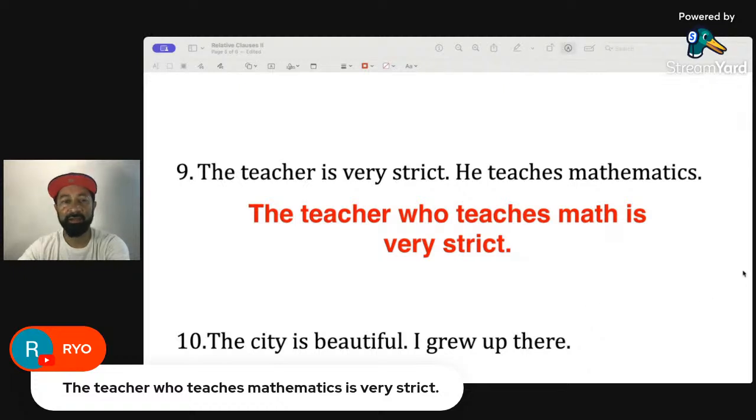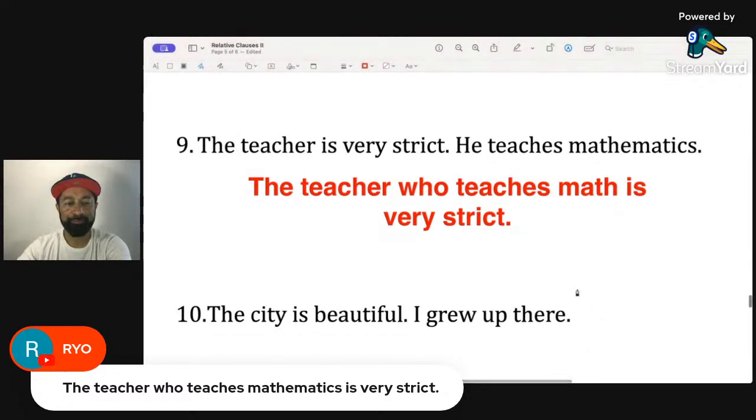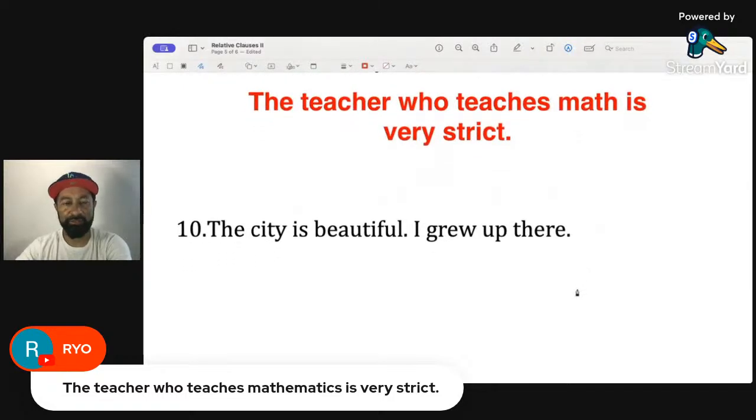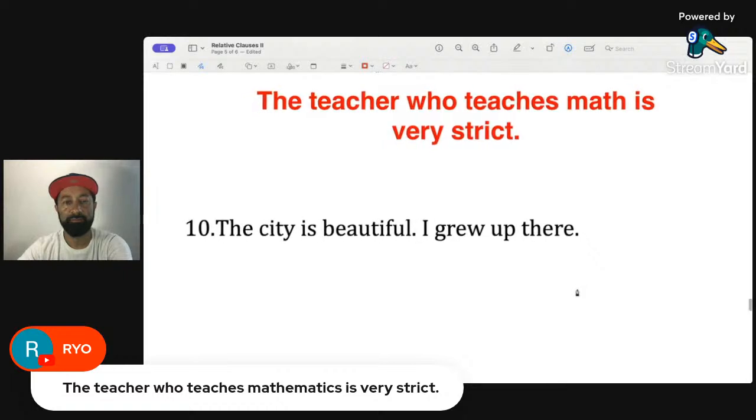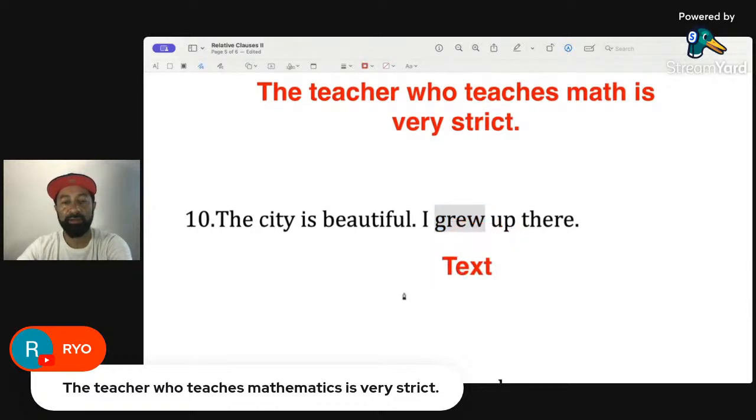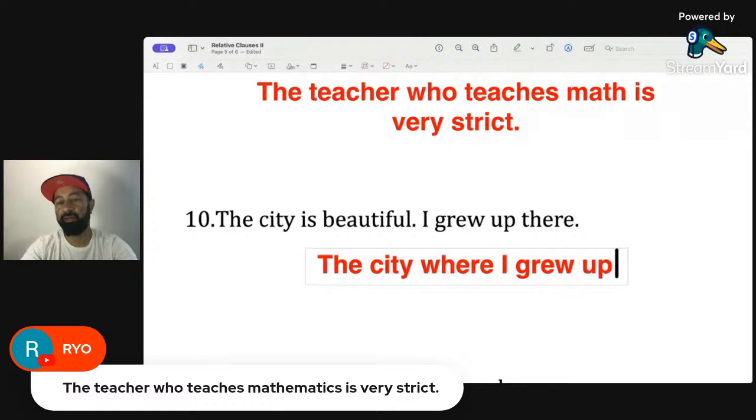All right, and let's look at number 10. This will be our last one, and then I'll give you guys some homework. Number 10 says, the city is beautiful. I grew up there. Okay, if we join, this is a good one to end on. This is actually kind of a tricky one. My answer for this: the city where I grew up is beautiful.